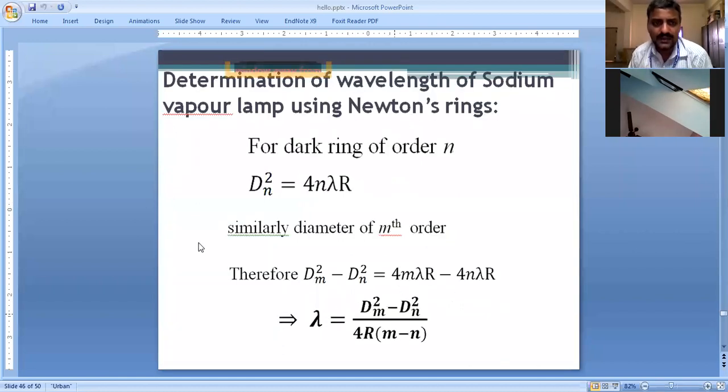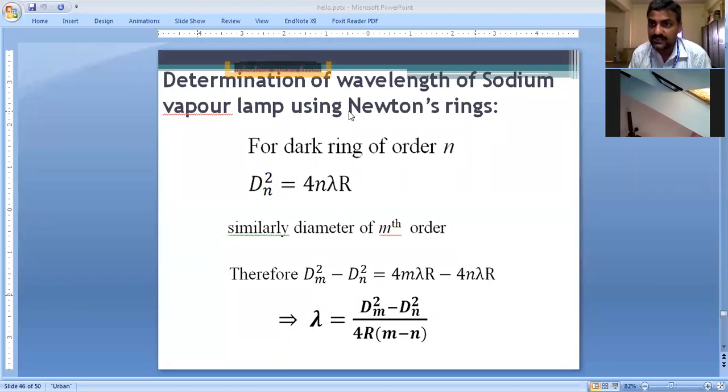There are two applications of Newton's rings. One is determination of the wavelength lambda of a monochromatic source. Another one is the refractive index of a transparent liquid with the same setup. The first one: how do you determine the wavelength of a sodium vapor lamp? It need not always be a sodium vapor lamp, but in the laboratory we are using a yellow color sodium vapor lamp. That's why I have given sodium vapor lamp. For that matter, you can use any monochromatic source.